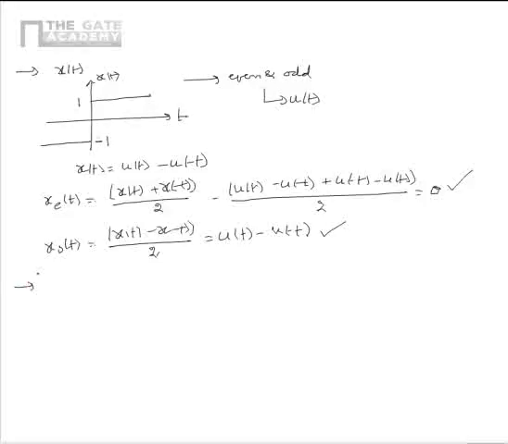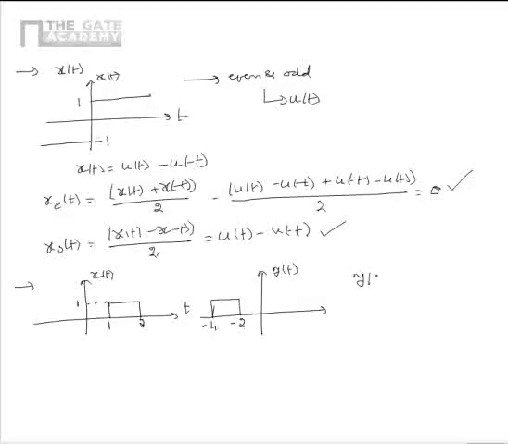Now, let us consider another problem, as per which there are two signals x of t and y of t which are given as shown. That is, x of t is 1 in the range 1 to 2 seconds, and y of t is 1 in the range minus 4 to minus 2 seconds. So here we say that y of t is a derived version of x of t. So we have to find y of t in terms of x of t.